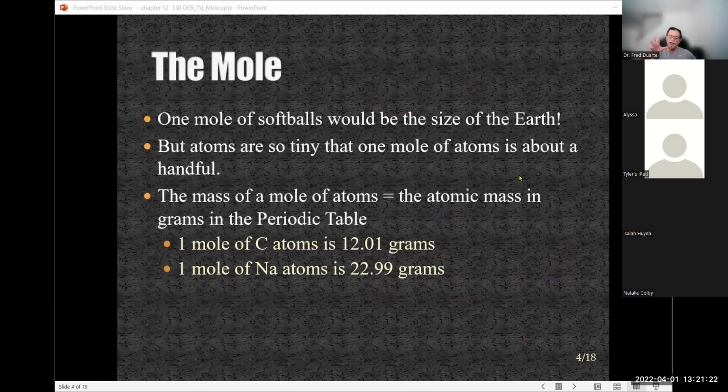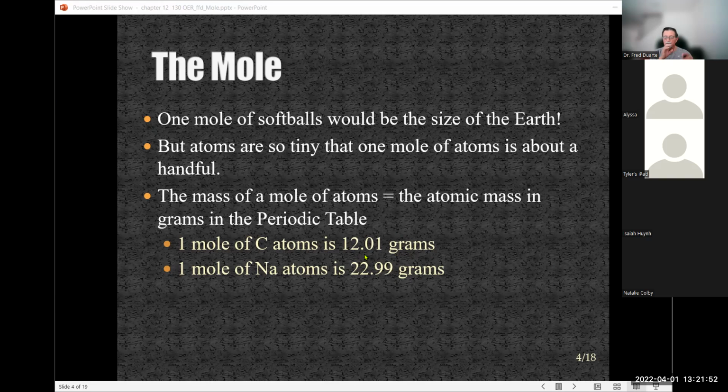So if you had softballs, 1 mole of softballs, a little bit larger than a baseball, maybe 3 or 4 inches in diameter, and you had 1 mole of that, guess what? You will have something that'd be the size of the Earth, okay? And the other aspect is this. That gives you hopefully a perspective as to the size of these atoms.